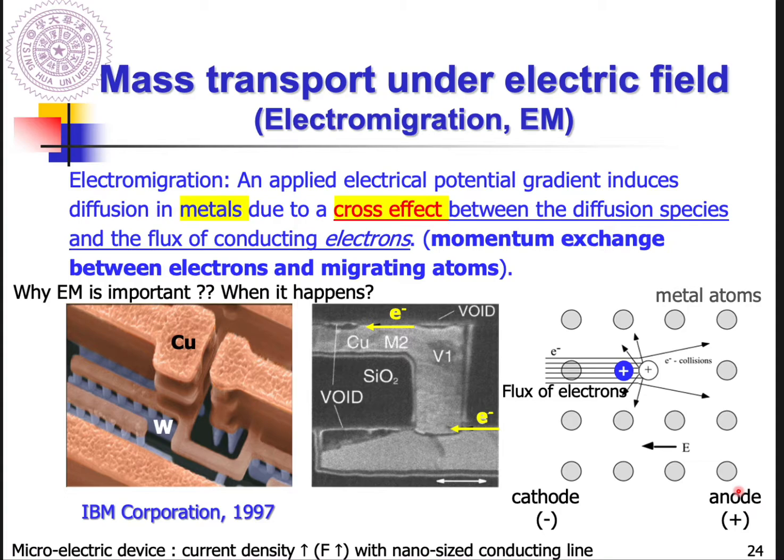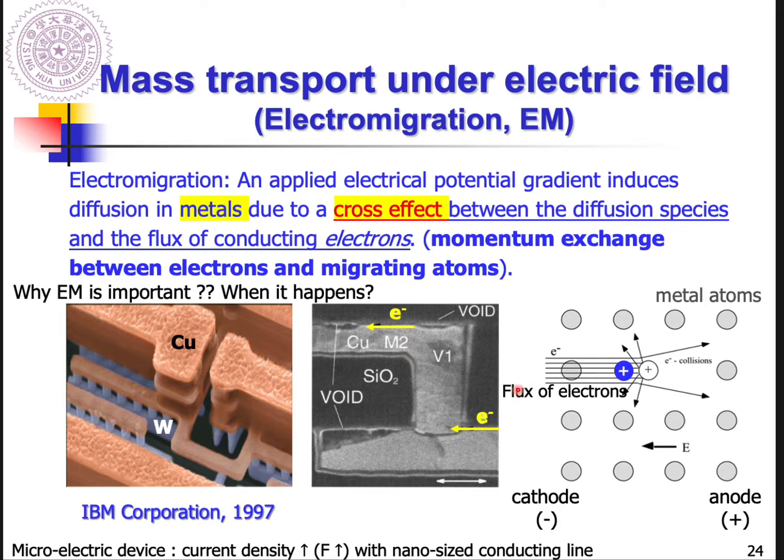And next, the second category is when you apply an electrical field on the metal. People call it electron migration. This effect is a cross effect between the diffusing species and the electrons driven by the electrical field you apply on the system. The reason for the mass transport of these positive metal ions is the bombardment of the electrons, through momentum exchange or momentum delivery.